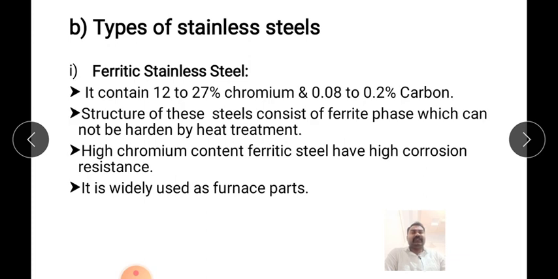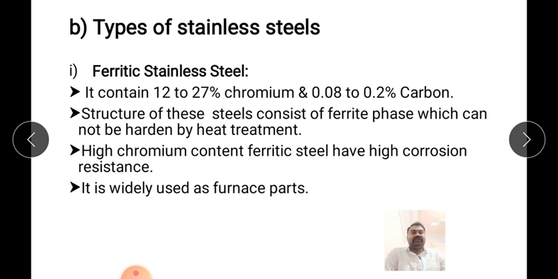First type is a ferritic stainless steel. Why is it called ferritic stainless steel? It is produced at a ferritic temperature or eutectoid temperature. That's why it is known as a ferritic stainless steel. It contains 12 to 27% chromium, 0.08 to 0.2% carbon.